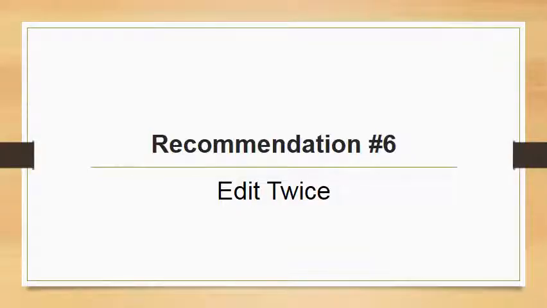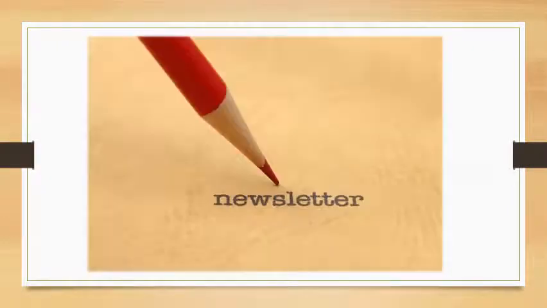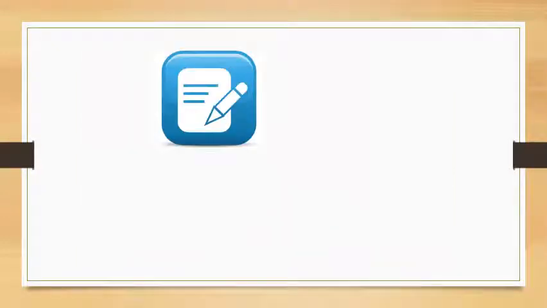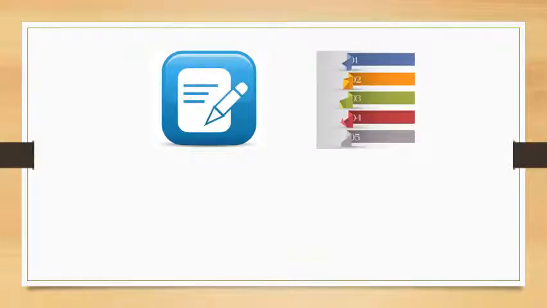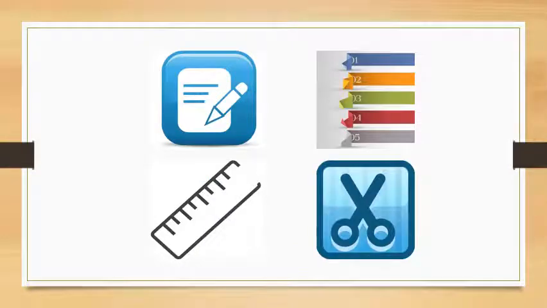Recommendation number 6 is to edit twice. Once an email is sent, it cannot be edited, so it's best to have 2 people look at a draft of your digital newsletter before sending. Other than grammar and spelling, you'll want to check for consistency in organization, in length, and in content. Your readers want to know what to expect and where to find the most pertinent information when opening your email.